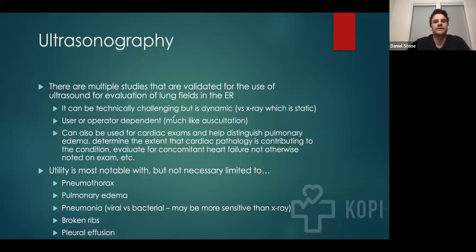Moving quickly onto ultrasonography, we want to make sure that ultrasound is considered for the chest, not necessarily just cardiac exam. When we're talking about the utility of ultrasound, it's really helpful in pneumothorax. It's really helpful for distinguishing pulmonary edema. It's really helpful for pneumonia. It's also extremely helpful for trauma and broken ribs. You can also evaluate the pleura quite well, not necessarily just a pneumothorax, but also evaluating for any pleural fluid that might be present.